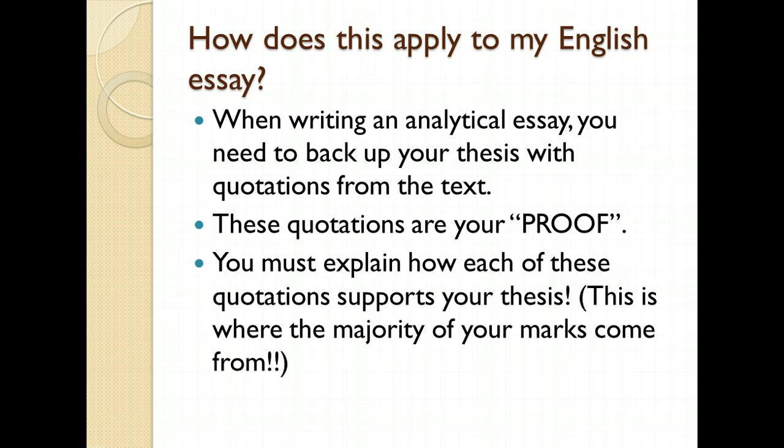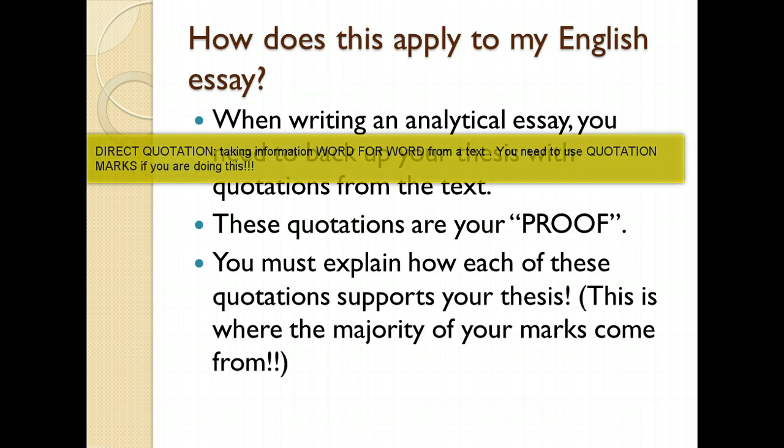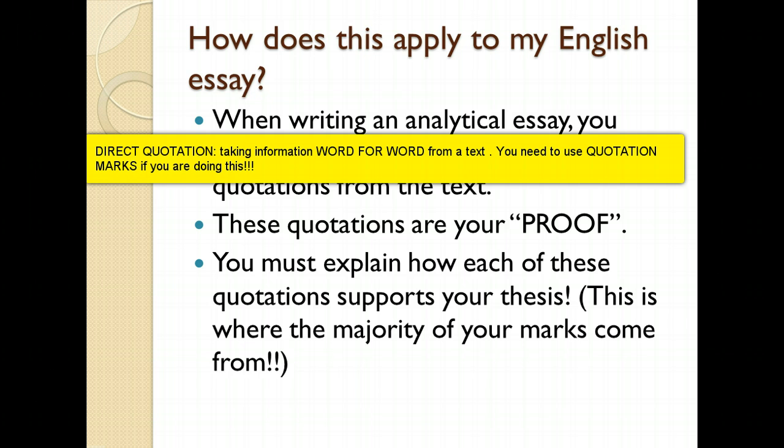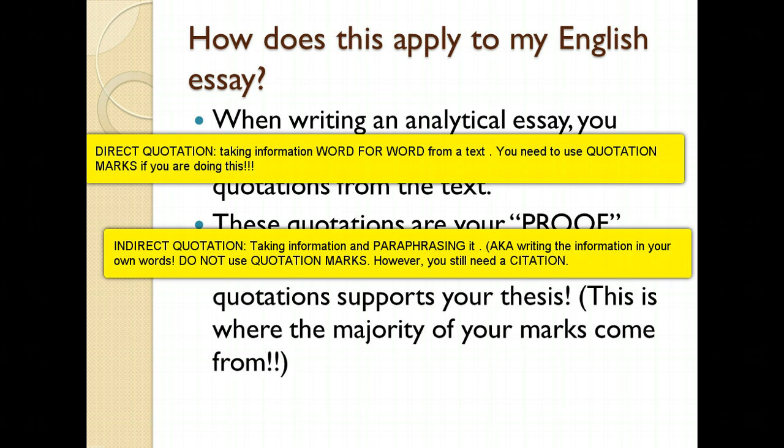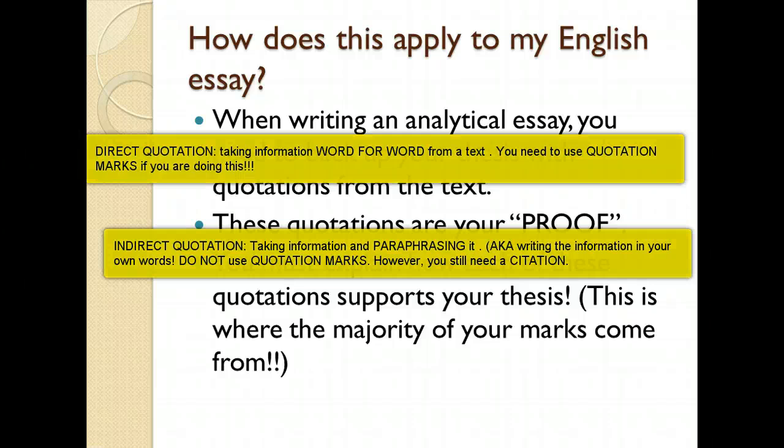Now, I'm just going to add a little note here. When I say quotations, these quotations can be direct quotations, meaning you are taking word for word what the author is saying, or in the case of your research, you may use indirect quotations. So an indirect quotation is when you take an idea that an author is putting forth and you rephrase it in your own words. Now, you don't need to include quotation marks when you do this, but you do need to include a citation. And I'm going to explain what a citation is in a little bit.